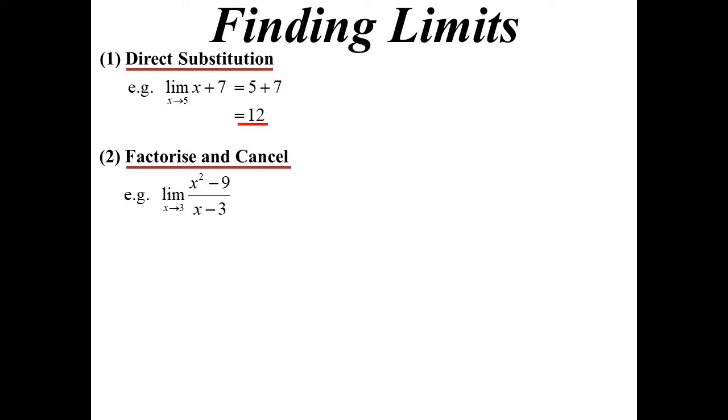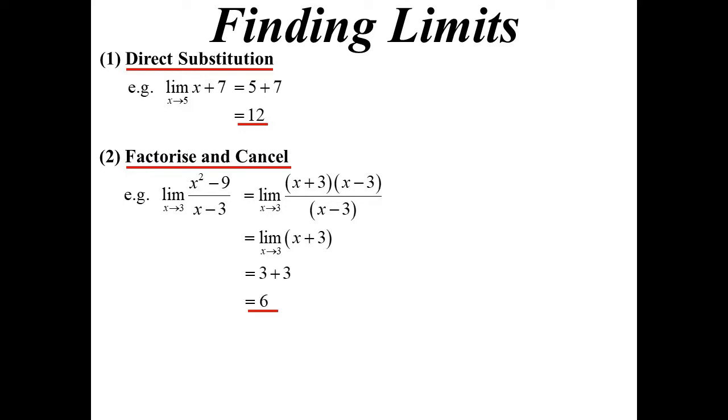All right. So we factorize and cancel if possible. The top, of course, we can do that. So we get x plus 3, x minus 3. We then can cancel the x minus 3s. And now I can do a direct substitution. And 3 plus 3 is 6. So if we were to draw this particular graph, what's it going to be? Essentially, it would be the straight line x plus 3, but there would be a point discontinuity at 3. It wouldn't exist there. So as it's approaching 3, the y value would be approaching 6. So that's the idea of factorize and cancel.